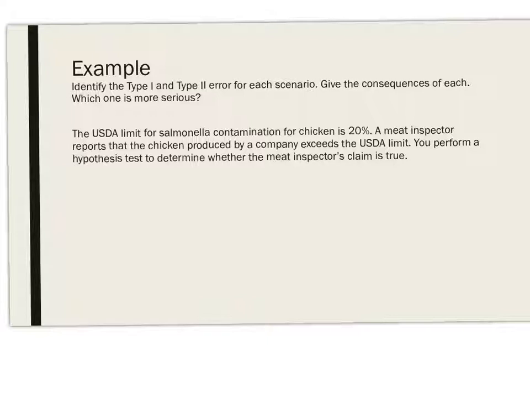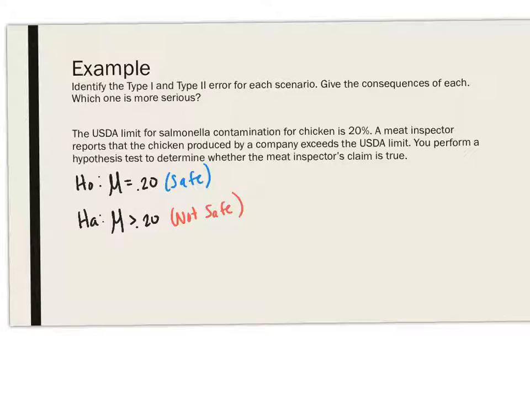So let's start here by creating a hypothesis for the situation. We're going to start off by saying H0 is mu is equal to 20%. Or if it's 20% or anything really less than 20%, we're going to say that it is safe. And we'll let HA be mu is anything. Well, if it exceeds it, that means it's greater than 20%. And that means that it is not safe. So we're testing these two things right here.